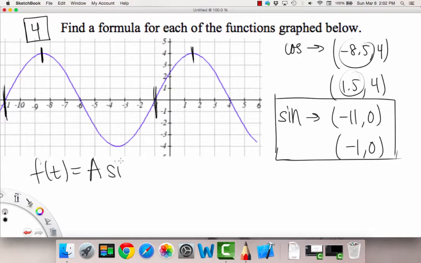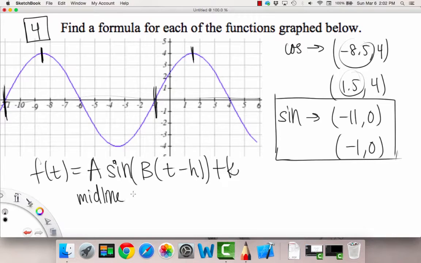A, we need the amplitude, we have sine here, because we determined we want to use the sine one. B times t minus h, and then plus k. So first of all, let's find the midline. It looks like the midline is just going to be at y equals 0, because we go up and down 4 in either direction. So our midline is going to be y equals 0, which means that our k is equal to 0. Okay, so we got that out of the way. How about the amplitude? How much do we go up and down from our midline? That would be 4, because we go all the way up to positive 4 and all the way down to negative 4. So a equals 4.